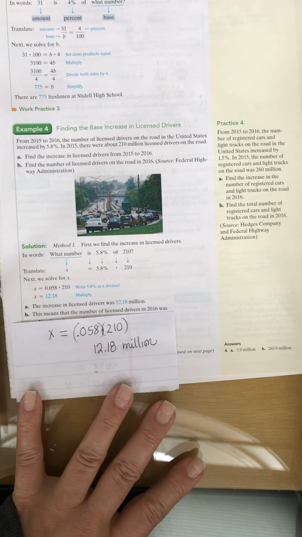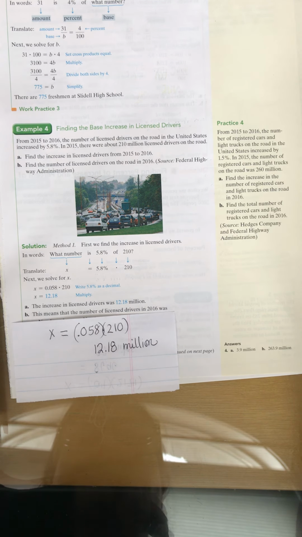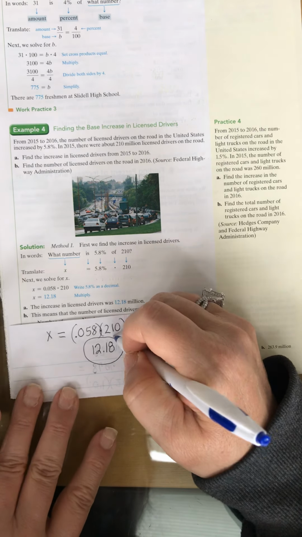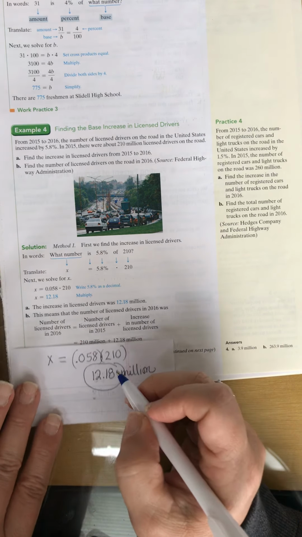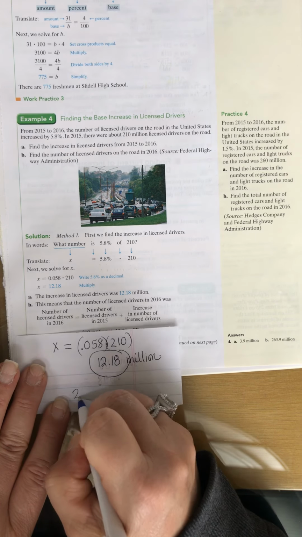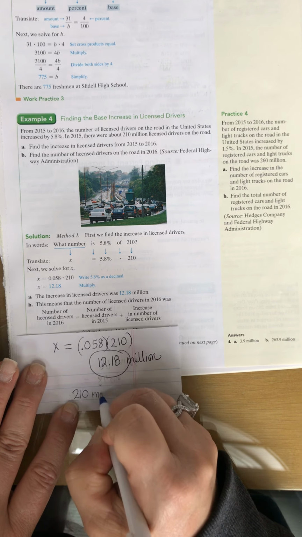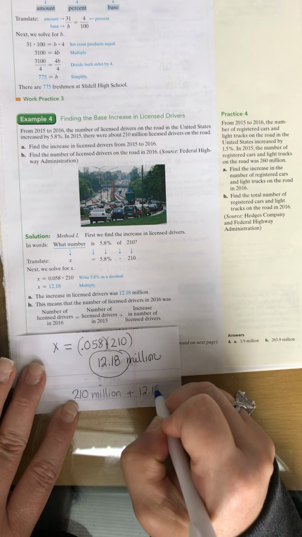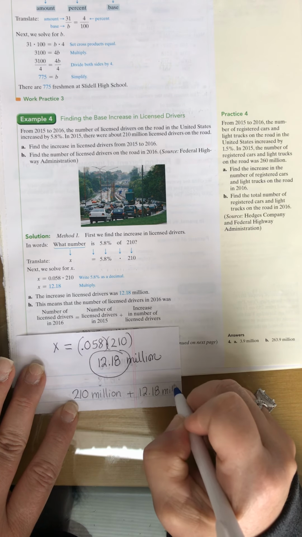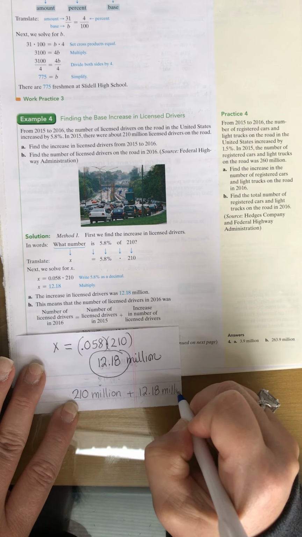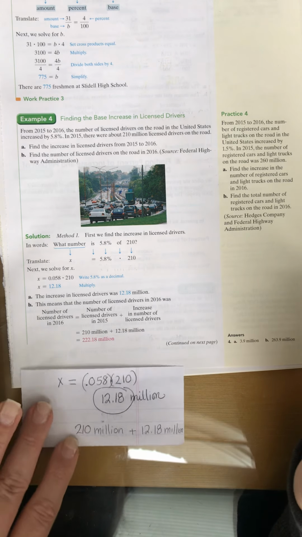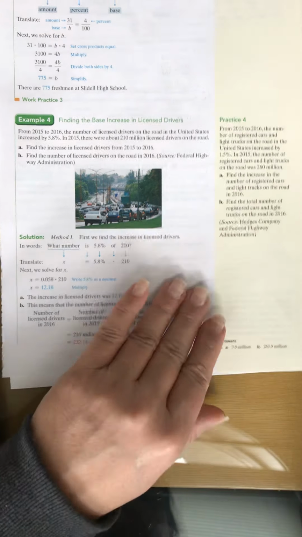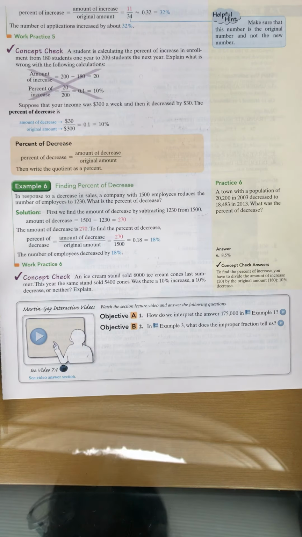Next, it says how many licensed drivers would there be in 2016? So if you take the increase with the original and add them together, there's 210 million right now. We're going to add it to the increase, 12.18 million. And you will get 222.18 million.